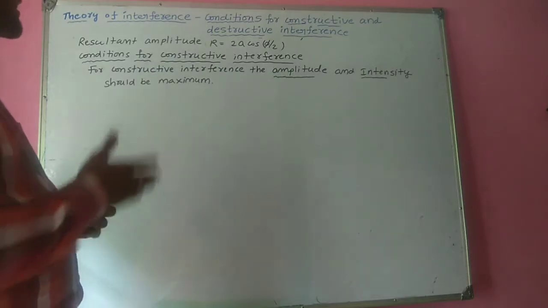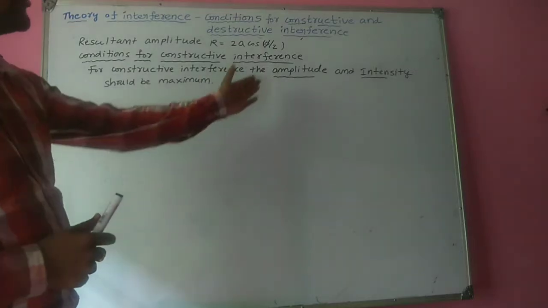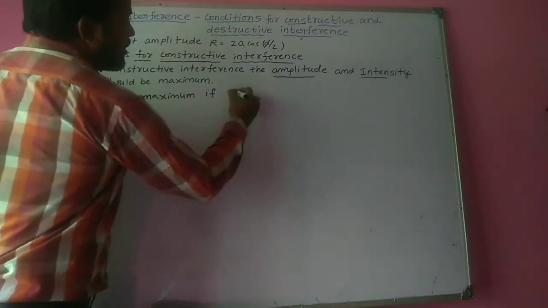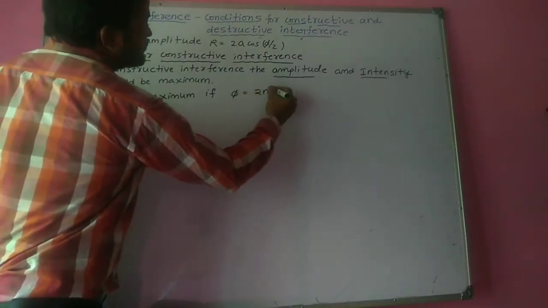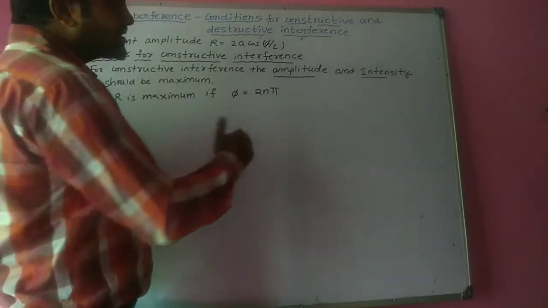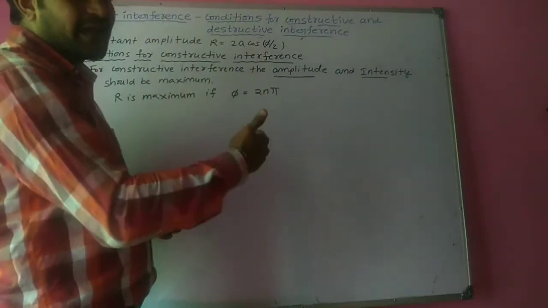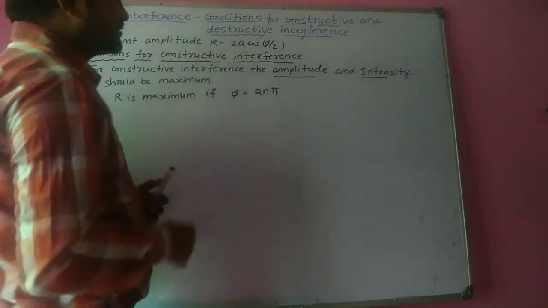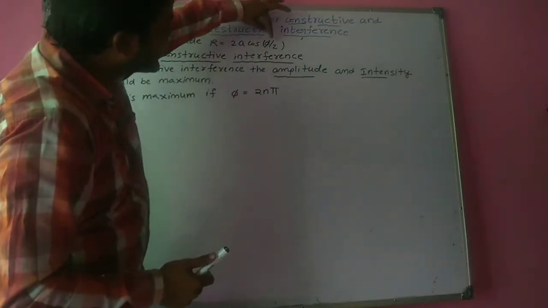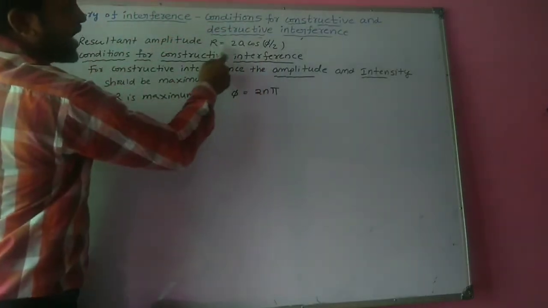Now let us obtain the conditions for constructive interference. For constructive interference, the amplitude and intensity both should be maximum. The resultant amplitude R is maximum if phi is equal to 2n pi, because for these values of phi, cos of n pi is equal to plus or minus 1. That means phi is equal to 2n pi, if you substitute, the 2 gets cancelled and it gives cos of n pi, which gives plus or minus 1. Whenever this value becomes 1, then R becomes 2a.